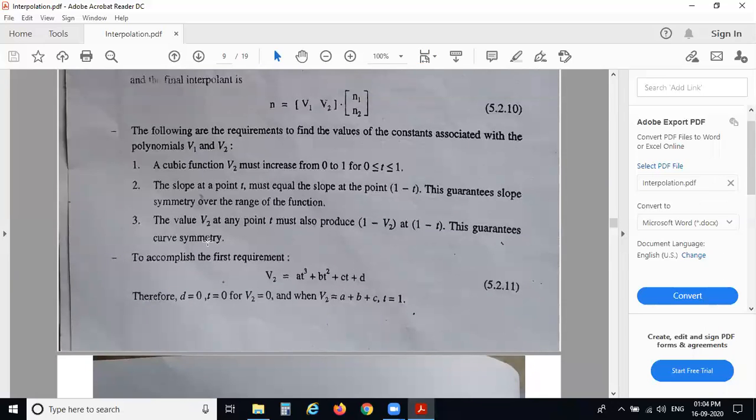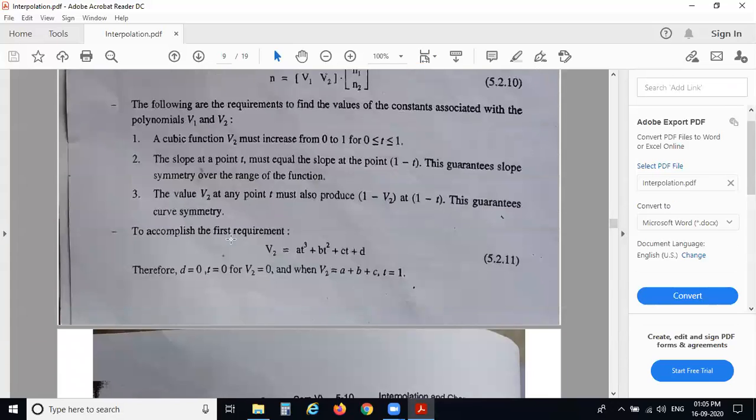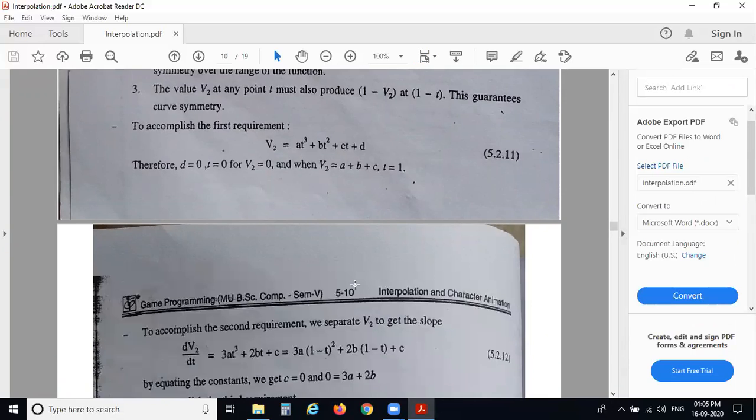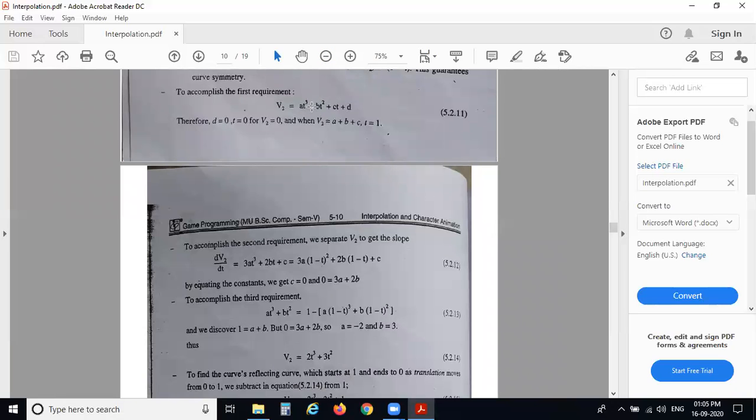Then the second requirement is the slope at a point t must equal the slope at the point 1 minus t, and it guarantees slope symmetry over the range of the function. So for that requirement, we take the derivative, that is dv2 divided by dt. Okay, in this derivation, we take the derivative of this particular equation, that is at cube plus bt square plus ct plus d. When we take the derivative of the term at cube with respect to t, we take here the derivative with respect to t.